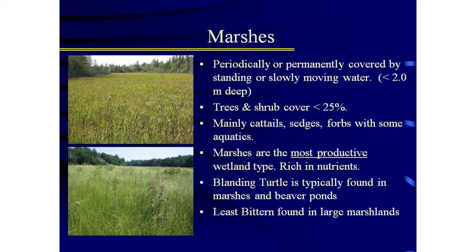Here's a range of marshes. If you get down to the coast of Georgian Bay, you see quite a wide diversity of marshland. Depending on how long the water is there, if it dries up, you'll have different species composition and different use of those habitat types by species at risk and other wildlife. They're typically the most productive wetland on the landscape, with high nutrients. Blanding's are typically found in those, and also beaver ponds.